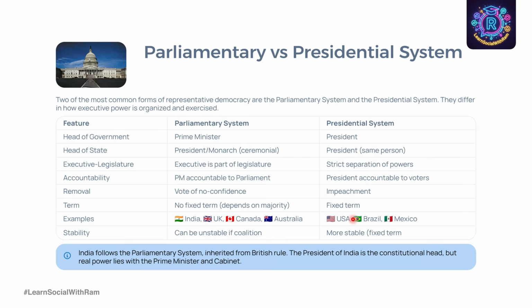And examples for the presidential system are USA, Brazil and Mexico. And when it comes to stability, the presidential system is more stable because it has a fixed term. As of today, India follows the parliamentary system inherited from the British rule, and the President of India is the constitutional head, but real power lies with the Prime Minister and Cabinet.